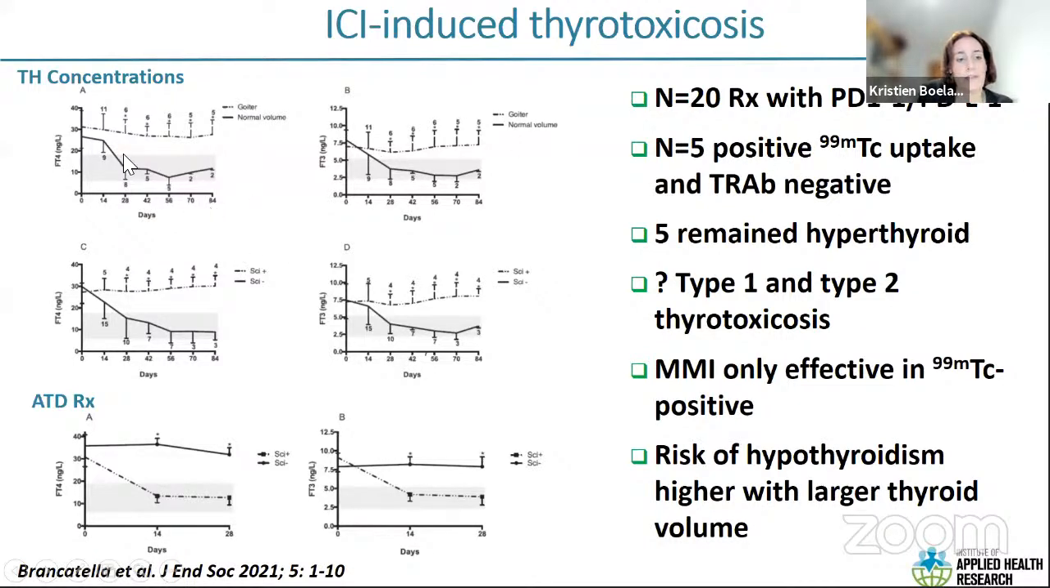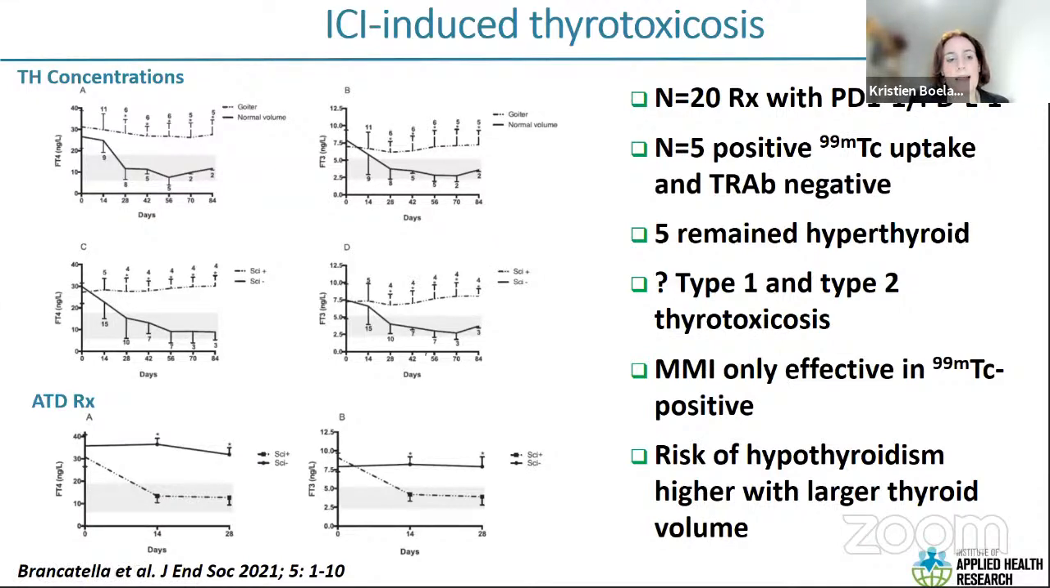And you can see when you look at the levels of free T4 and free T3, so free T4 on the left, free T3 on the right, free T4 and free T3 were higher in patients who presented with a goiter and in patients who presented with a positive technetium scan. And this was lower and normalized over time much more quickly in patients who did not have a goiter, so had a normal thyroid volume or had a negative scintigraphy scan.